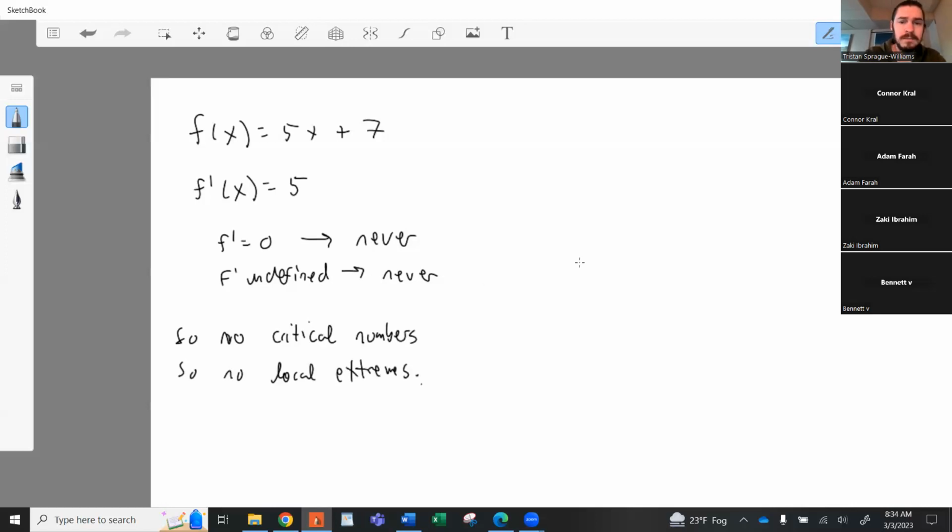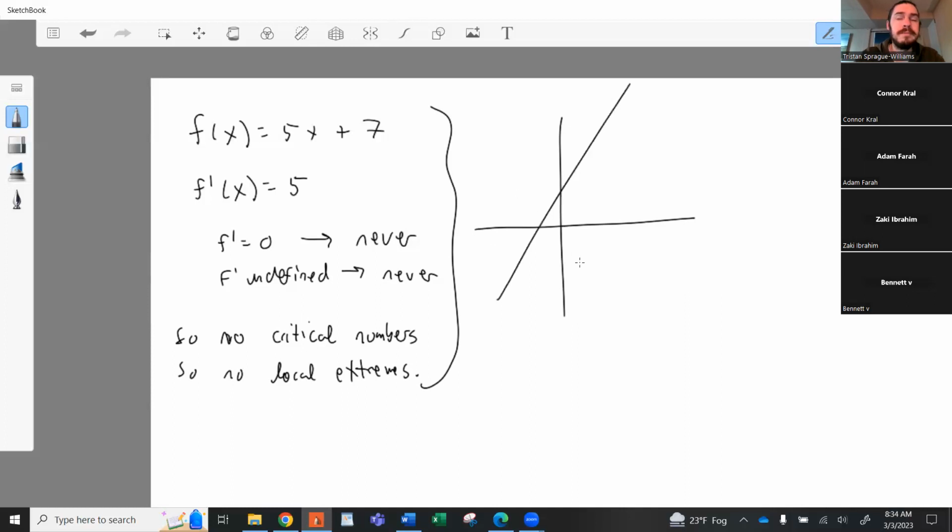And indeed, if you graph this function, y equals 5x plus 7, does it have any local extremes? No. It goes up forever, it goes down forever. There's no local extreme values, no absolute extreme values. It's just a line, right? So there's an example of what Tony's asking about, I do believe, when there's no critical numbers.